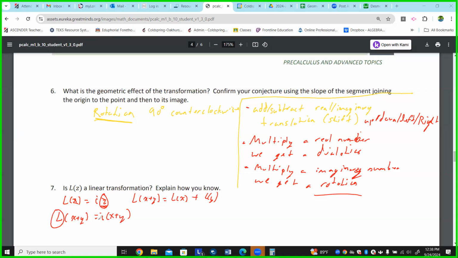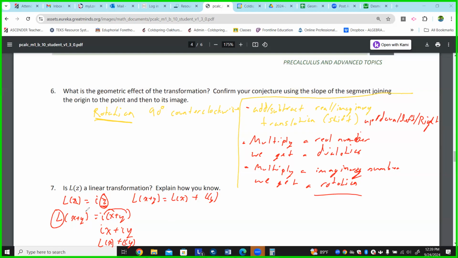No. I have an i on the outside. I need to distribute. So when I distribute, I get ix plus iy. Well, what would ix represent? Just L(x). And what would iy represent? L(y). So you just proved that the additive property does work for this linear transformation.